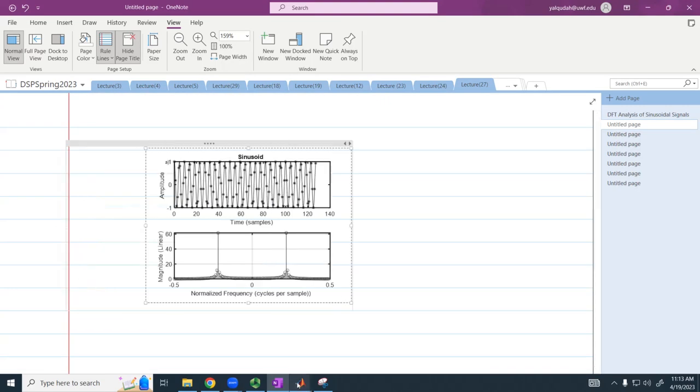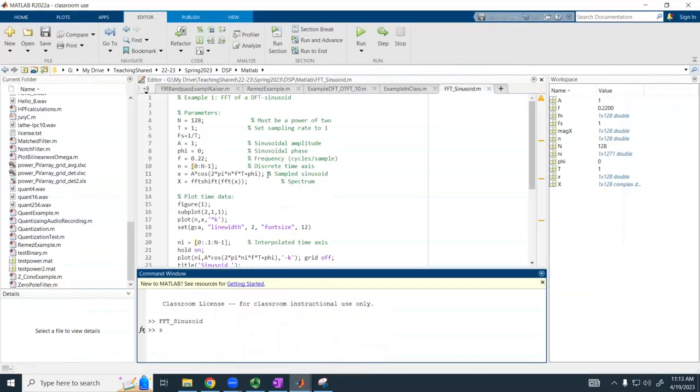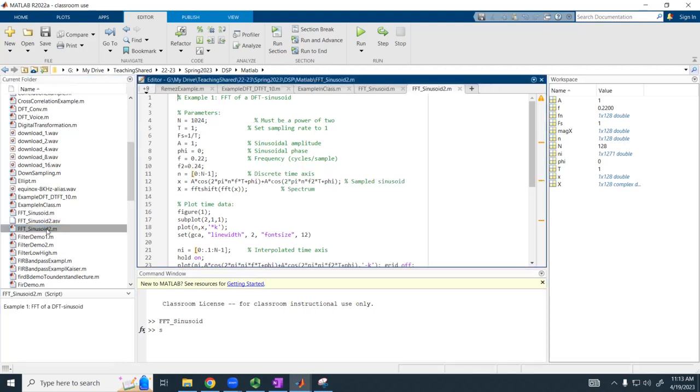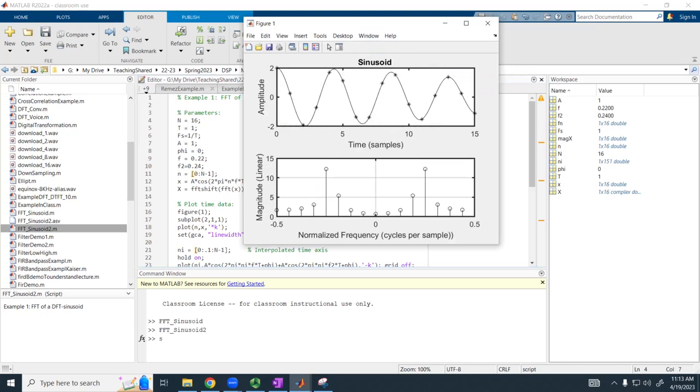Now what we're also going to do is run another script where we have two sinusoidal signals. And I'm going to run this with N equal to 16.